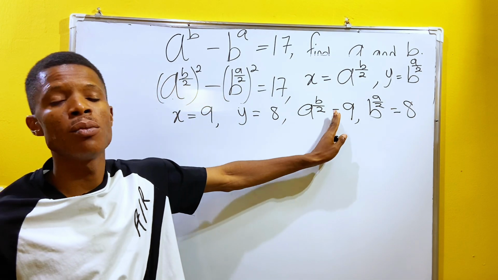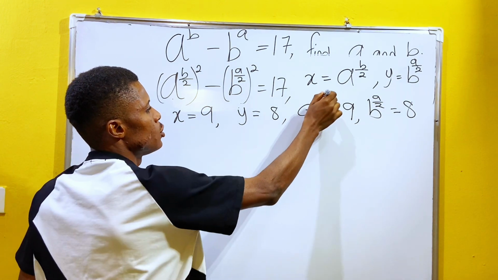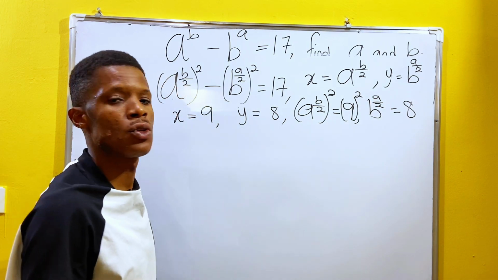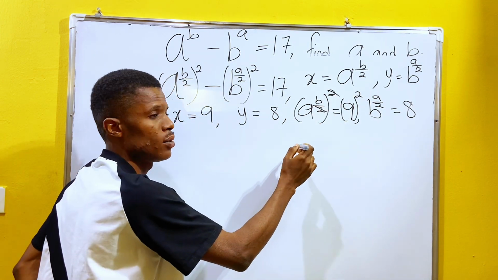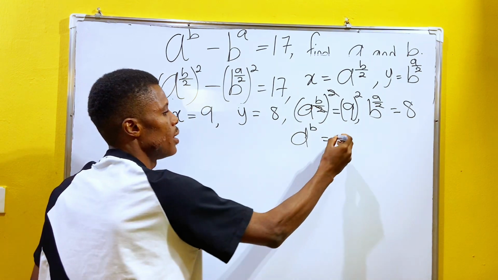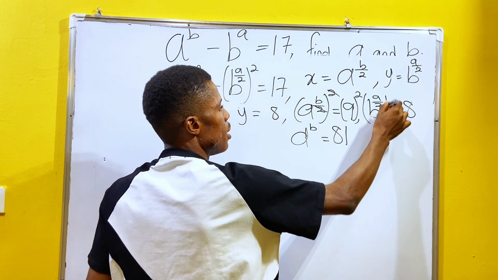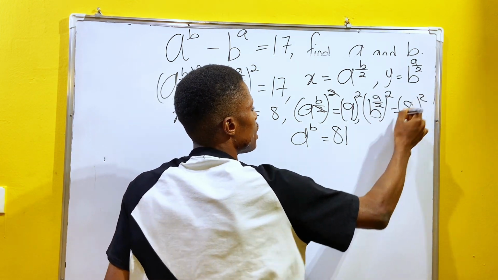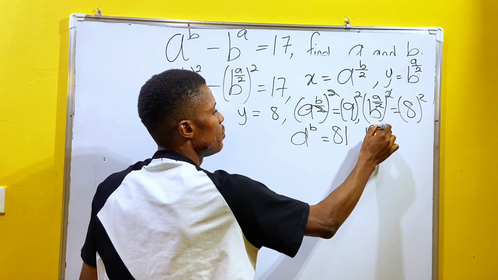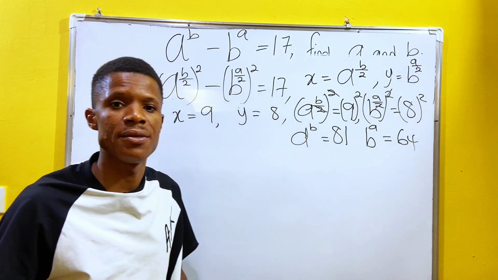So basically, to remove this particular fraction in the power, we can just square both sides for this one and square both sides for this one. If you square both sides, this power will cancel out. We have a to the power of b is equal to 9 squared, which is 81. Then for the next side, we also have to square. If you square both sides, you can see that this 2 will cancel out this 2. That means b to the power of a is equal to 64, because 8 squared is 64.